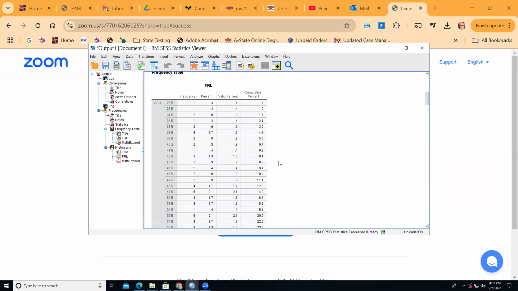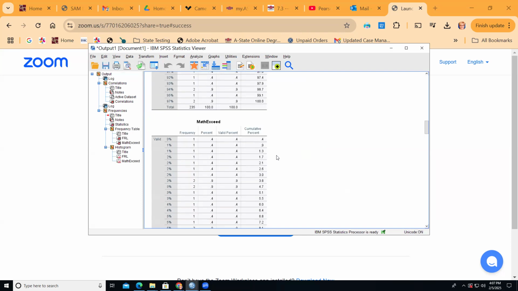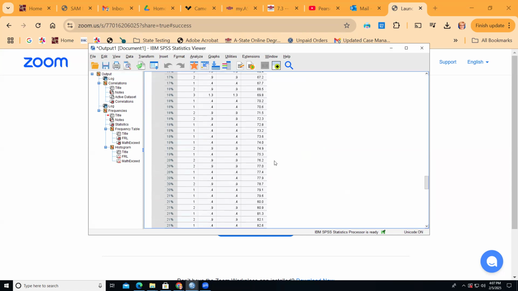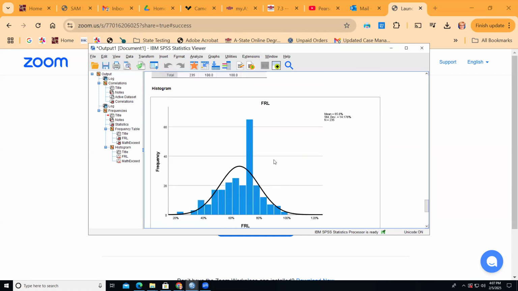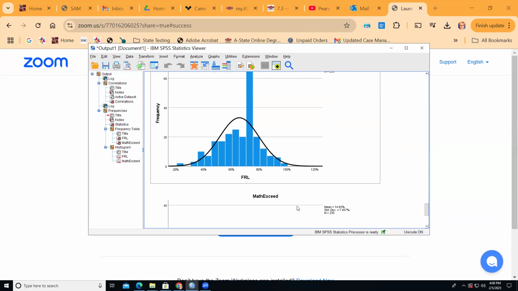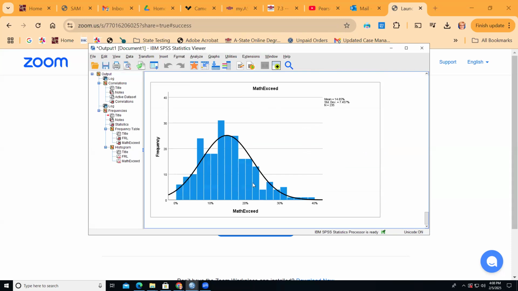Okay. And I did not uncheck the frequency table, but we don't really need that. And here we have the histograms with the normal curve. This is the free and reduced lunch, and it is mostly a normal distribution. And then looking at math exceed, it also has a mostly normal curve. So the first assumption for normality is met.